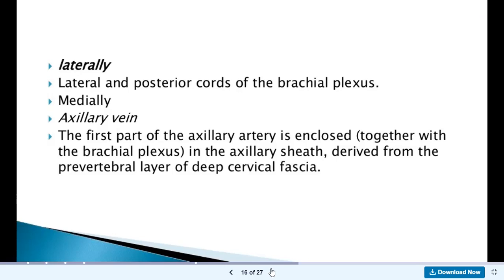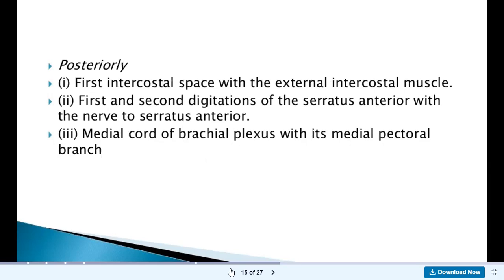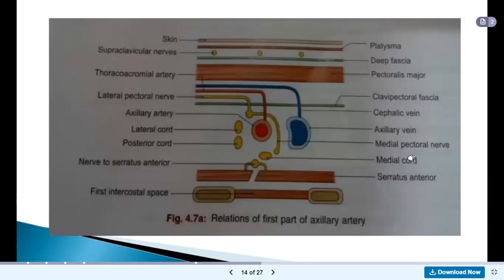So let's see if we can identify the lateral and the medial. Okay, so here you find the medial pectoral nerve, and then on the lateral side, you see the lateral cord and the posterior cord of the brachial plexus. So these two are lateral to the axillary artery. While this medial pectoral nerve and the medial cord are a little bit medial to the axillary artery.